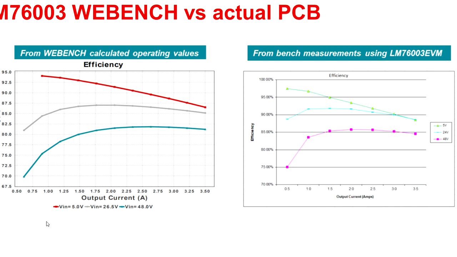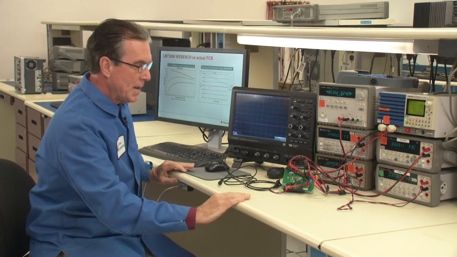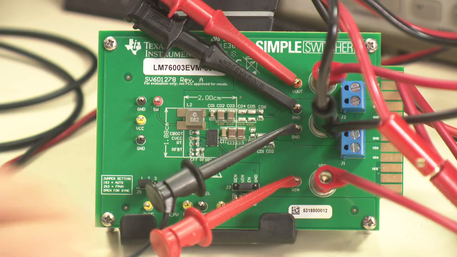The x-axis is the same, the y-axis is a little bit different. And you can see that they're off slightly by about 2 to 3%, where the WebBench is showing an efficiency a little lower than the actual. And that is based on calculations that we use in WebBench. Rather it be a little better than what to expect. Now let's make our output noise measurement.